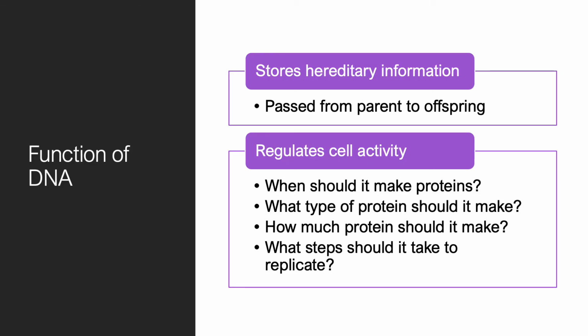So as we already touched on, DNA is able to store genetic information. If you think about it, DNA is highly conservative. The DNA that is present in the nuclei in your body is actually partially passed down from your ancestors generations ago. DNA also regulates all cellular activities. It lets a cell know when it should make proteins, what type it should make, how much, and what steps it needs to replicate or make new proteins.